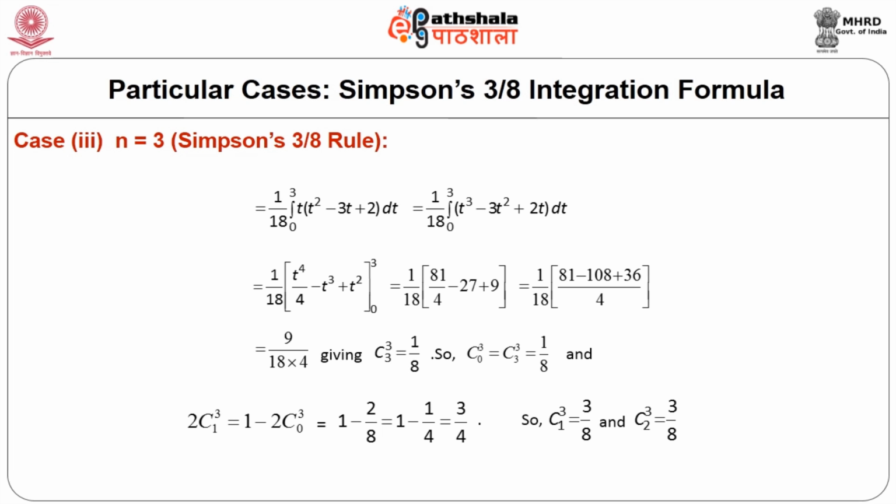to 3, t into, let us expand (t minus 1) into (t minus 2) gives t square minus 3t plus 2, and that multiplied by t will give us t cube minus 3t square plus 2t dt. And so the integral limits are 0 to 3. So we get 1 by 18, and the integral gives t raised to 4 by 4 minus t cube plus t square, limits 0 to 3.